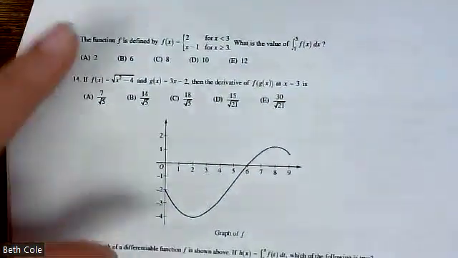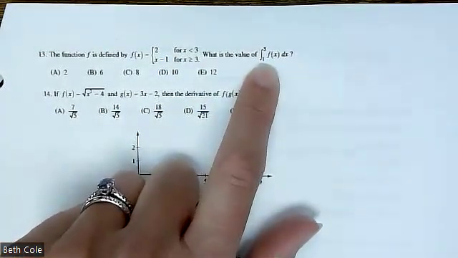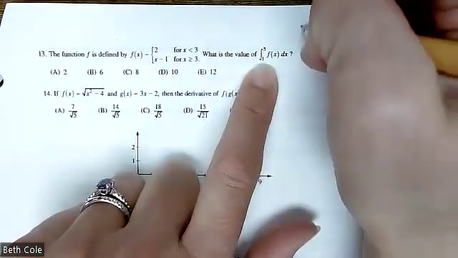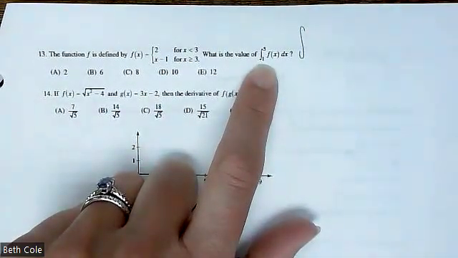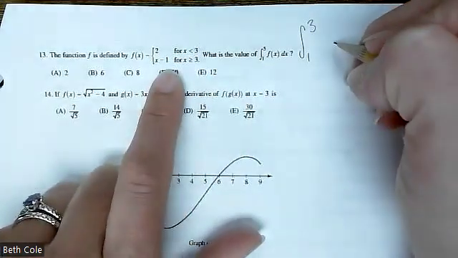This is going well. All right. Function f is defined by this. So piecewise, what is the value of the integral from 1 to 5? You're going to have to do 2 separate integrals. What are going to be your boundaries on the first one? 1 to 3. And what goes inside that one?